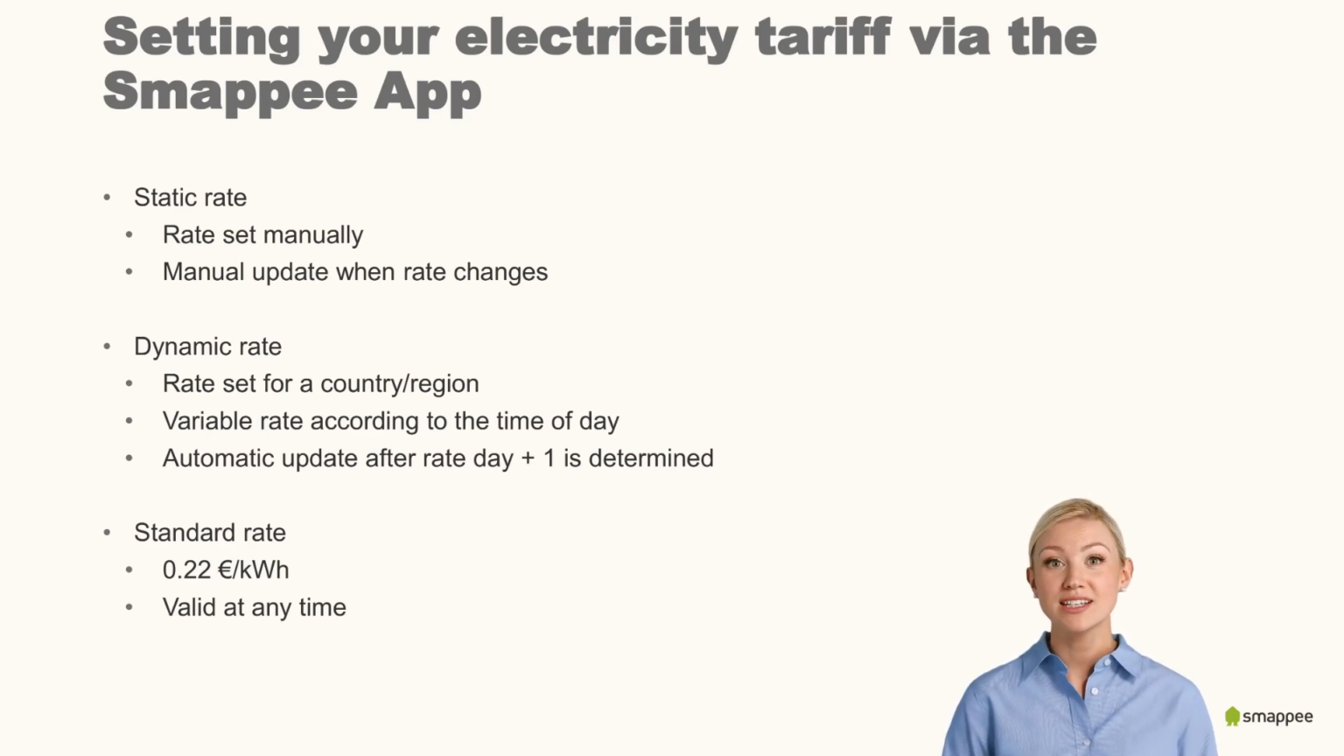A final option is a dynamic rate. Through a dynamic rate, the cost varies every hour of the day, and there is a different rate every day. With a dynamic rate, you set the region of your Smappee location. An automatic update follows every day.